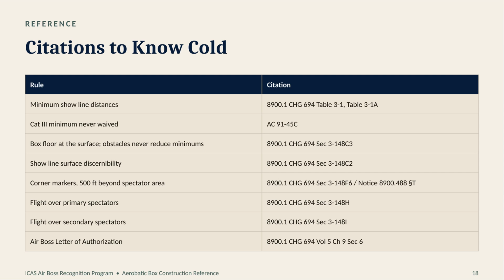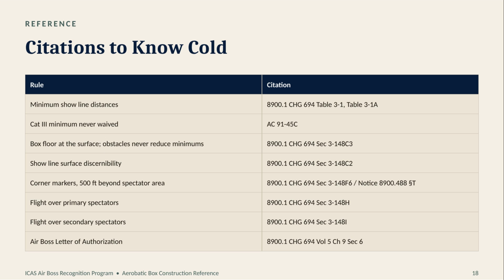Minimum show line distances come from 8900.1, Change 694, Tables 3.1 and 3.1a. The rule that the Category 3 minimum is never waived comes from AC 91-245C. The principle that the box floor sits at the surface and that obstacles never reduce a minimum distance comes from 8900.1, Change 694, Section 3.148C3. That's the one behind both the Figure 334 obstacle example and Scenario 3 from the decision check.